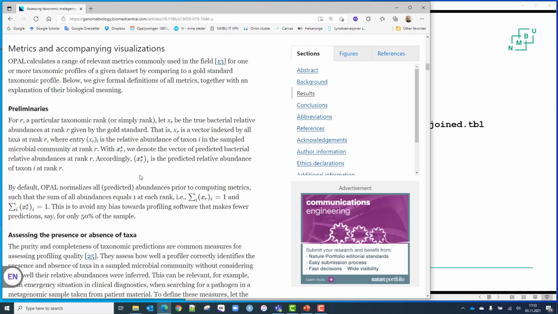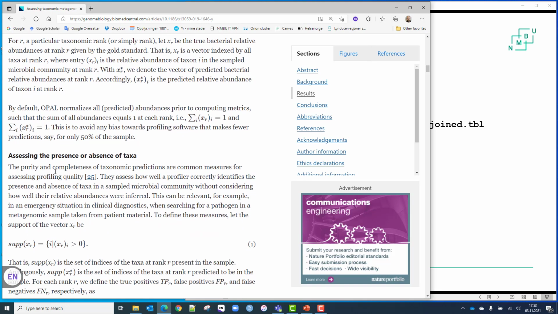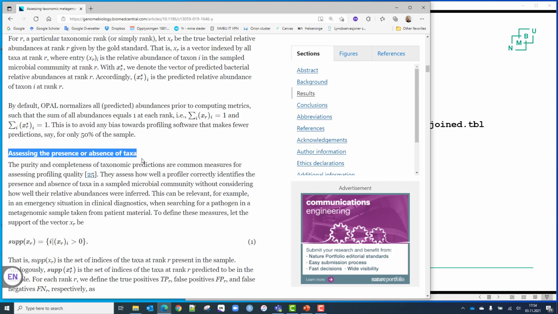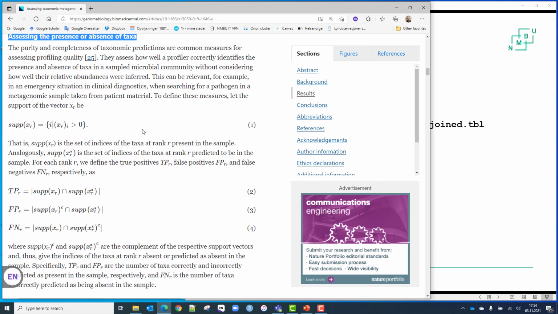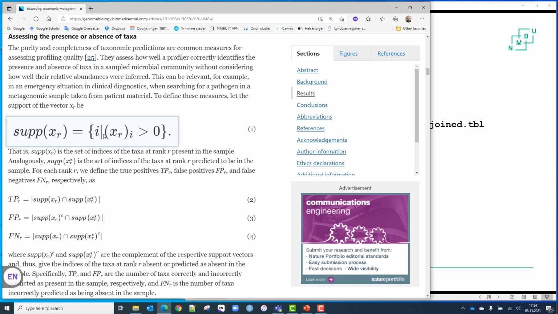Okay, let's go back to the paper here. The very first thing we want to do is to assess the profiler based on presence or absence of the taxa. And in order to do that, we need to decide what is present and what is absent. And that's what this formula, or this metric here, is all about, the support. The support of a vector, in this case the gold standard abundance vector, the column, what is it?